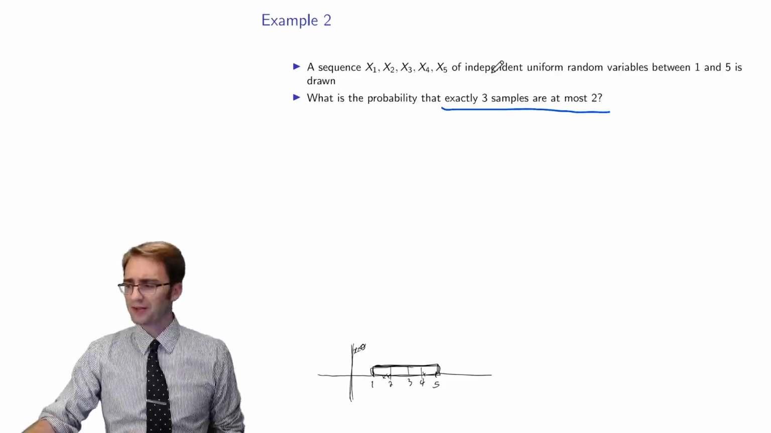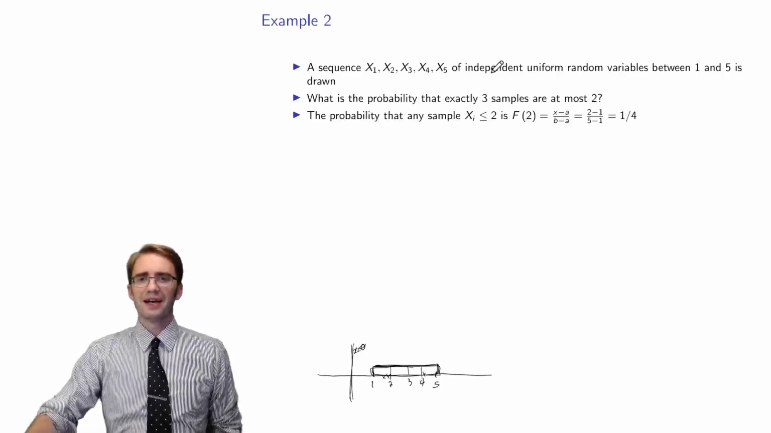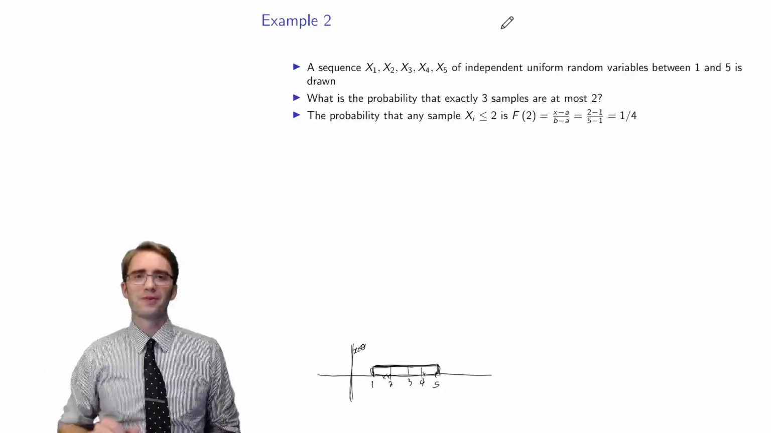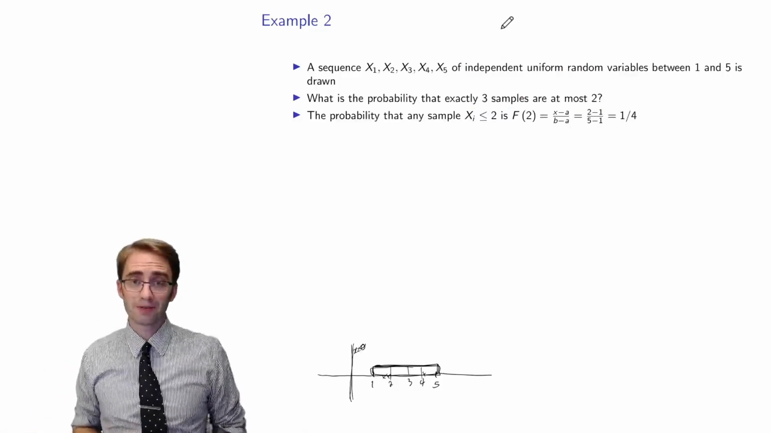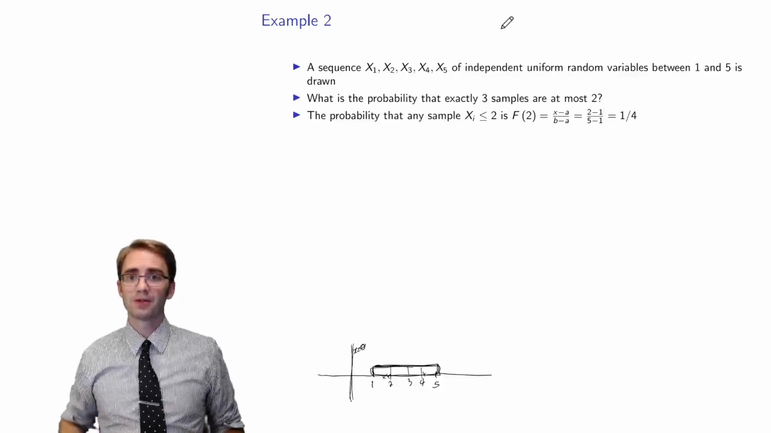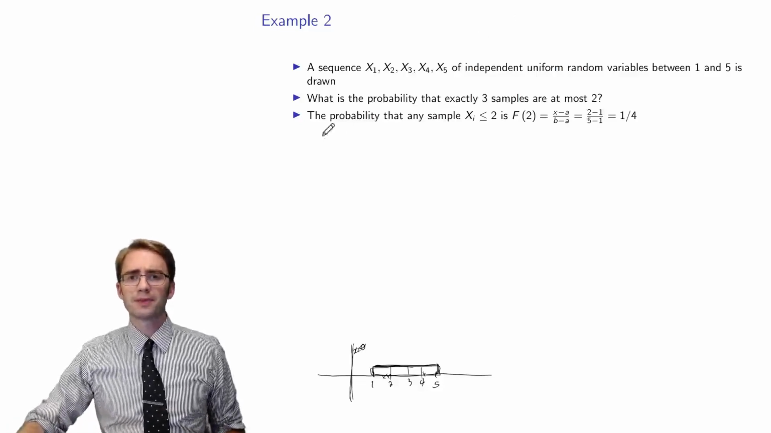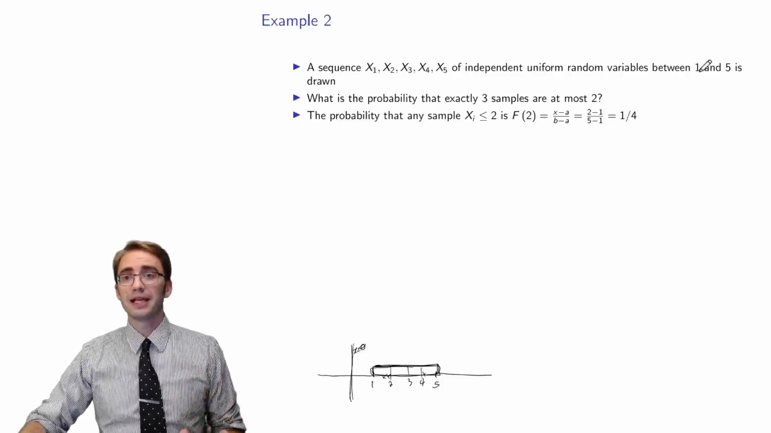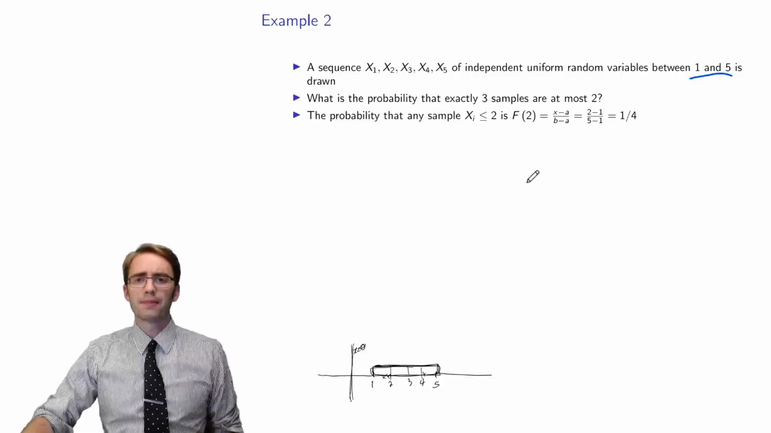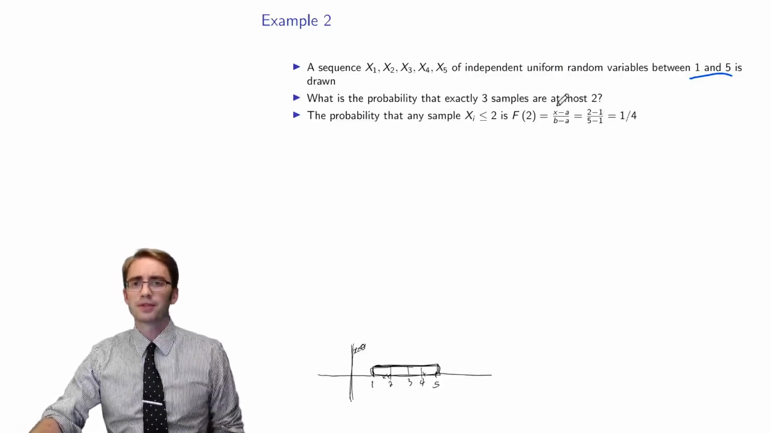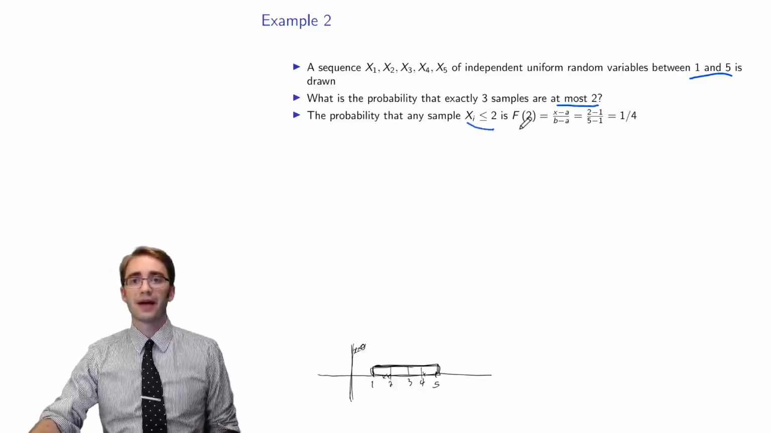Well, this ends up being an interesting example where we need to talk both about a uniform distribution and a binomial distribution. So where does a binomial distribution come from? Let's ask this. What's the probability that any one of these samples, remember I'm taking 5 samples and each one of them lies between 1 and 5, is at most 2? Well, that's just evaluating the CDF for a uniform distribution at the point 2, and that's 1 in 4.